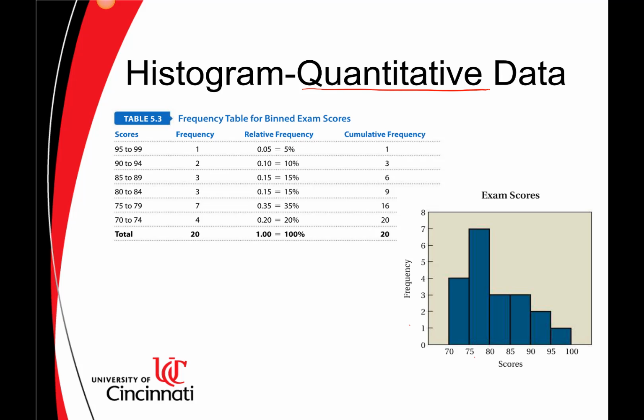Okay? So in this situation, you can go ahead and you can list the scores. It is quantitative data. And as the scores were listed, they were put into groupings. If you just did it, yes, sir?